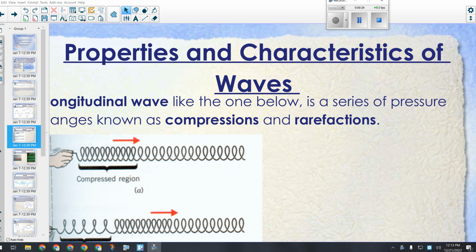Then we'll move into talking about the universal wave equation, which is like the second easiest equation you will use in this course, after V equals D over T. It's actually V equals F times lambda, so it's even easier than V equals D over T. It'll be really easy to use, and we'll start looking at that today, and we'll probably do some work on that tomorrow, and then after Christmas we'll pick up with wave behavior, interference, all that kind of stuff.